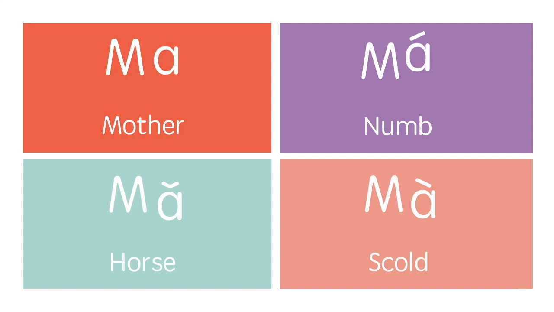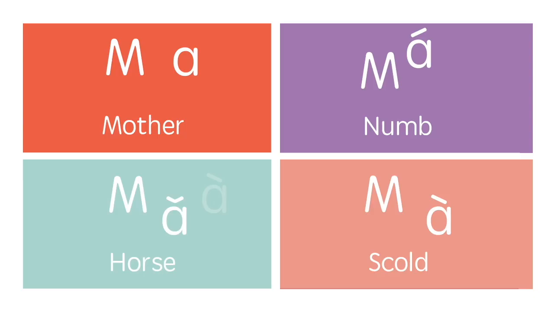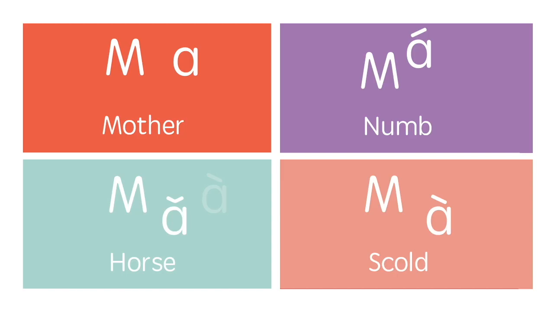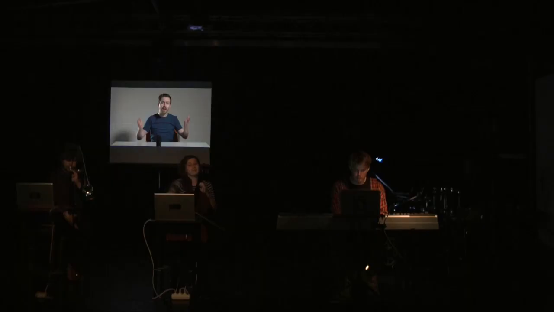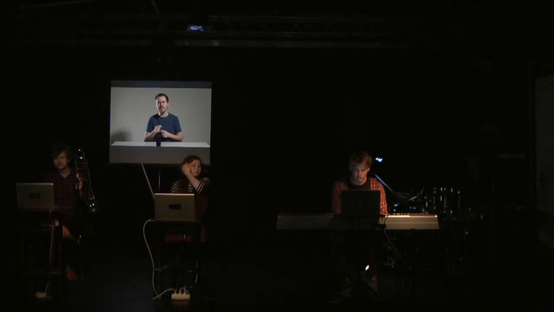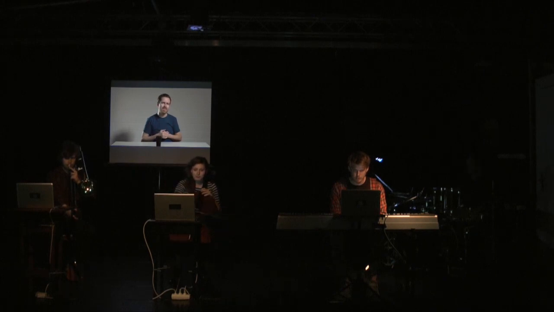Ma, ma, ma, ma, ma. Together. Got it? Great! Again! Let's do it together! Ma, ma, ma, ma, ma. Wonderful! Now, let's hear each one of you try one by one. See? It's not as difficult as you thought to speak Chinese, right?